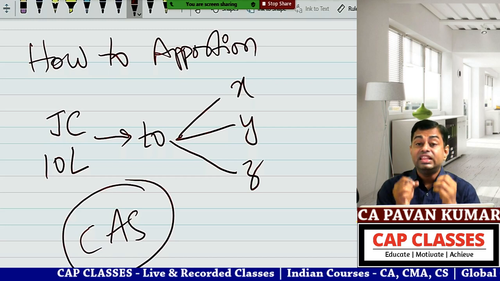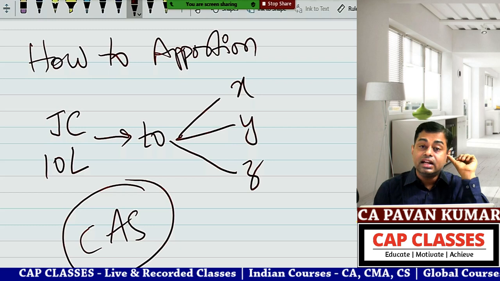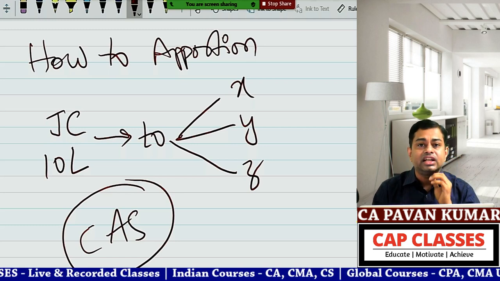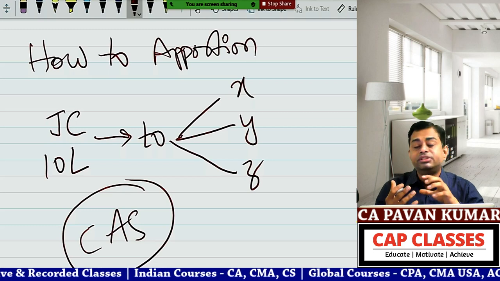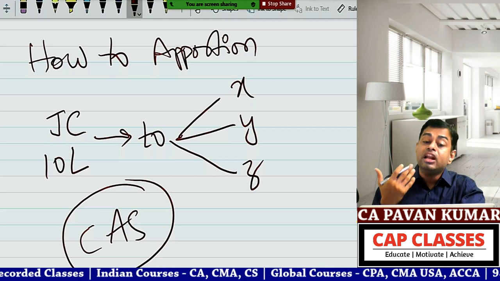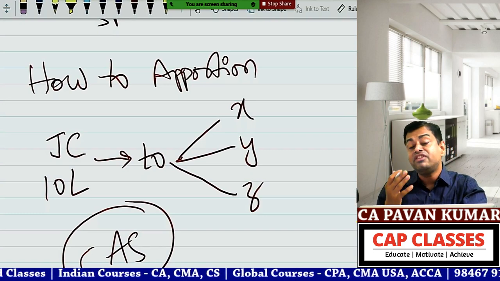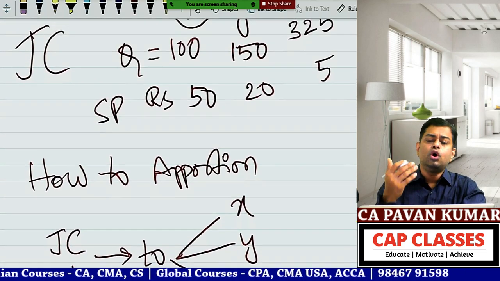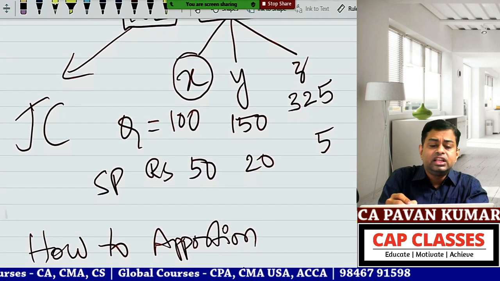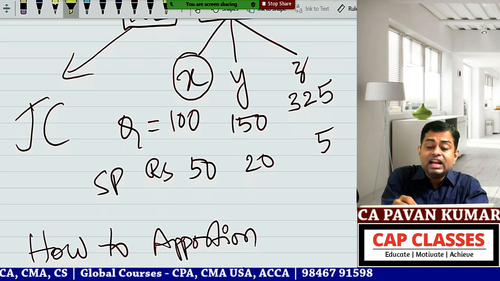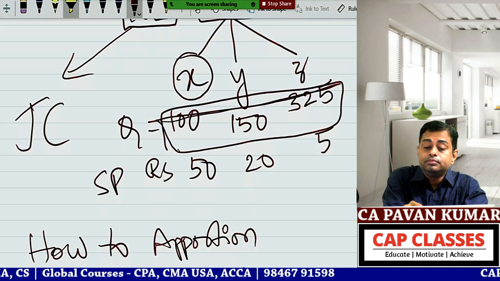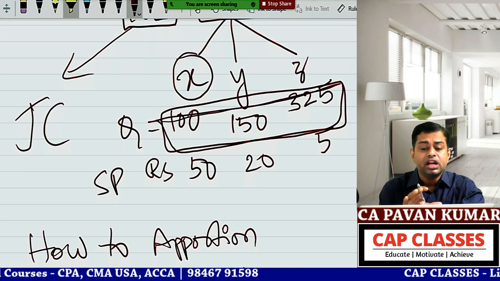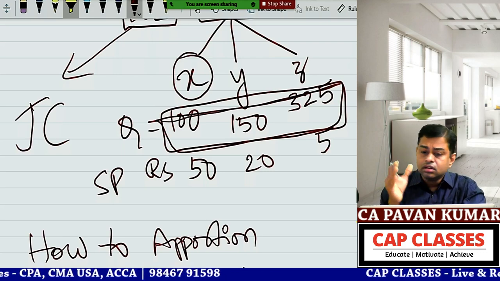So the point is, when there are no rules specified that this joint cost should be apportioned in this manner to XYZ, in the absence of statutory provisions and prescribed accounting standards, how will we do it? Conventionally, we have been doing it under certain methods. For example, you go and ask one expert. That expert will tell you, do one thing simple. This is common cost, so apportion this 10 lakhs in this ratio. This is the physical quantity ratio: 100:150:325.